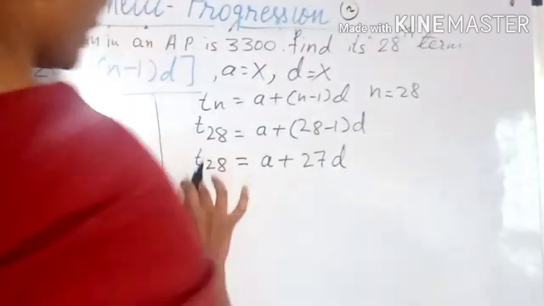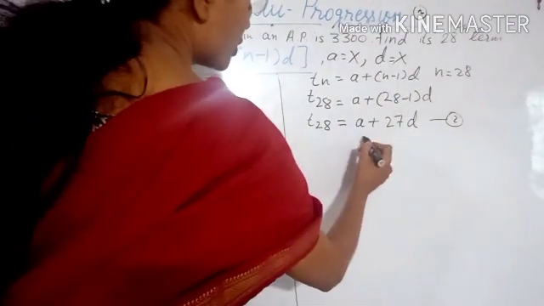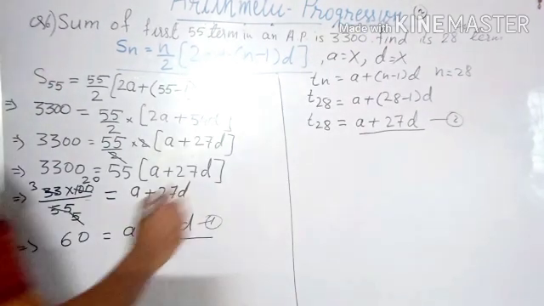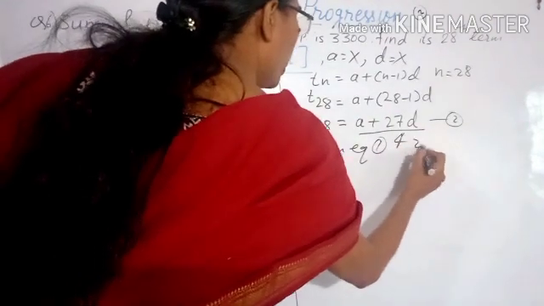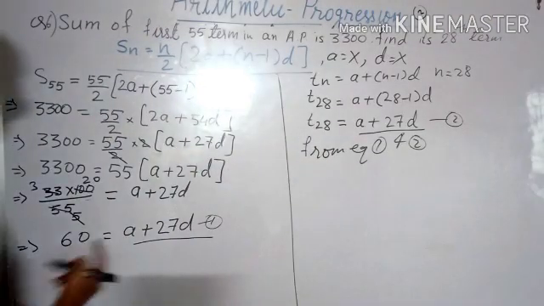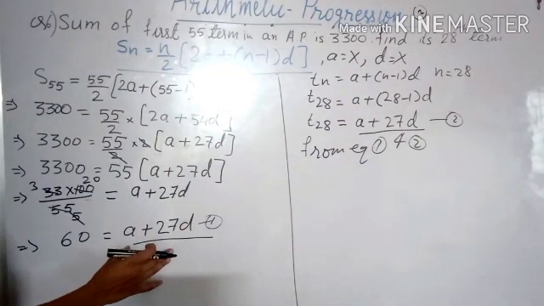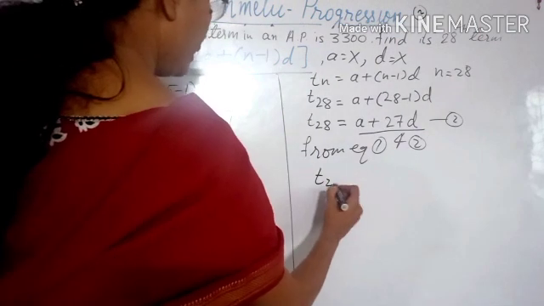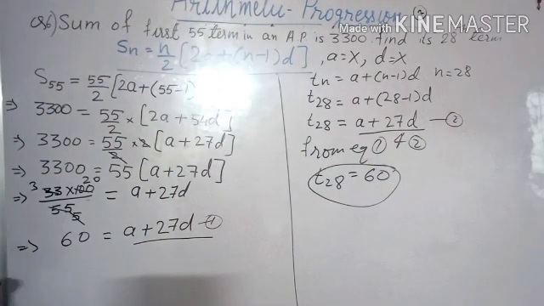So observe it carefully. This is the second equation. In this second equation, the right hand side is equal to the right hand side of the first equation. So from equations 1 and 2, we can say that the right hand sides of both the equations are equal. So we can say that T28 is equal to 60. So here, in this manner, we can find out the T28.